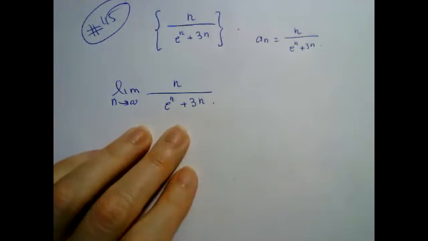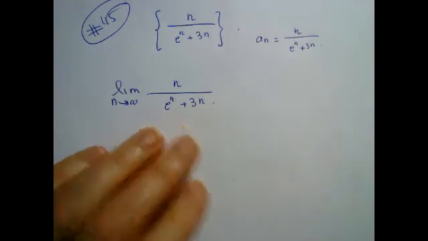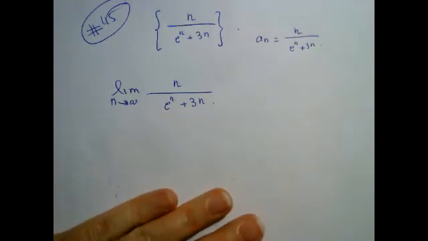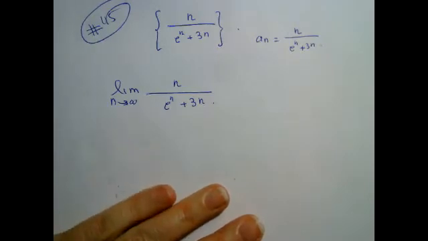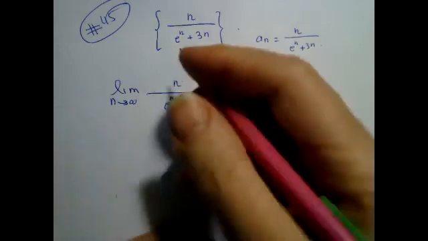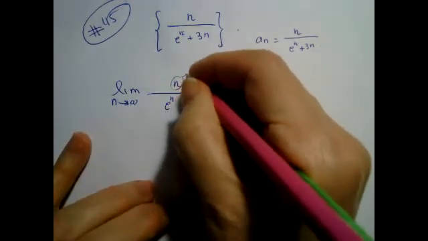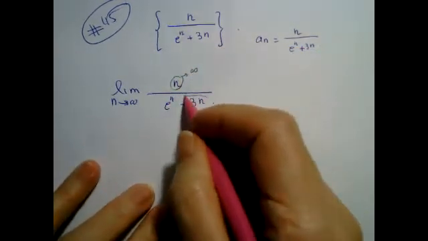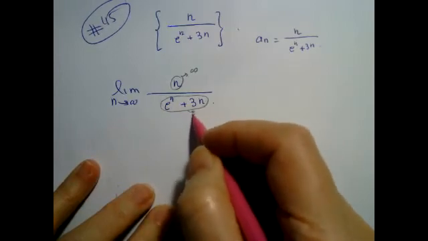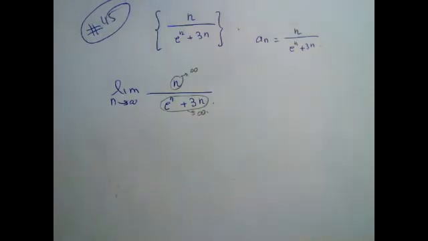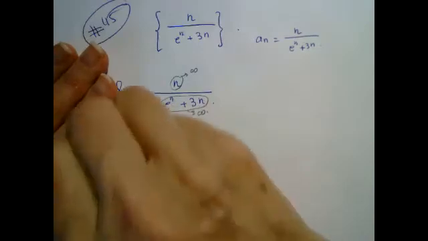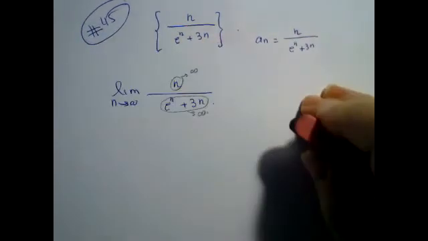Once we evaluate it, we have to see if our answer makes sense. The first step we always do is analyze what we have. When n goes to infinity, my numerator goes to infinity and my denominator goes to infinity. So I have large over large, which is definitely indeterminate. We don't know what it is.